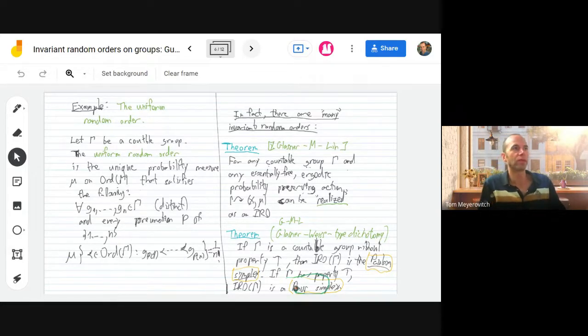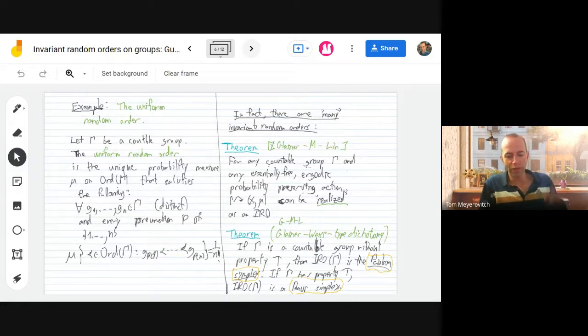A Bauer simplex is a closed Choquet simplex. It's a Choquet simplex where the extreme points are a closed subset, like what we're used to in finite dimensional simplices. You look at the usual simplex in R2 or R3, okay? The extreme points are on the boundary, and they are a closed subset.